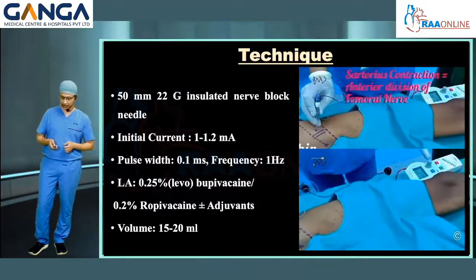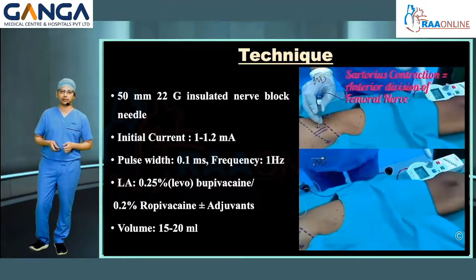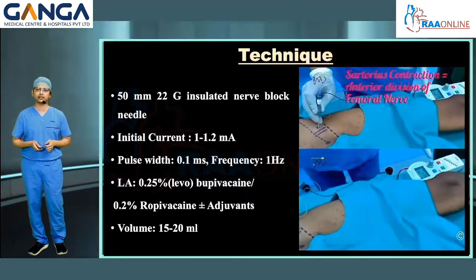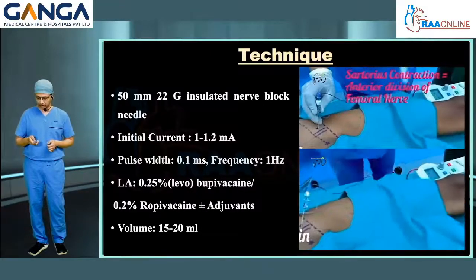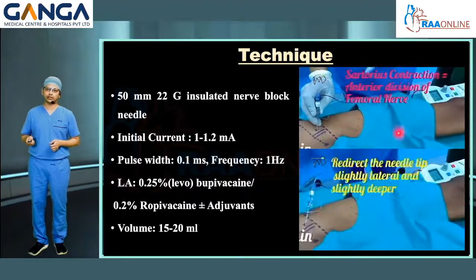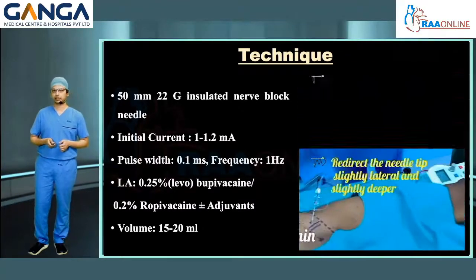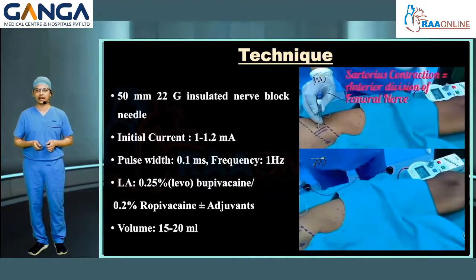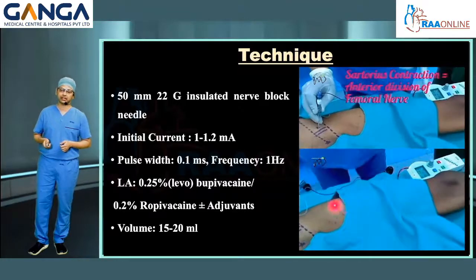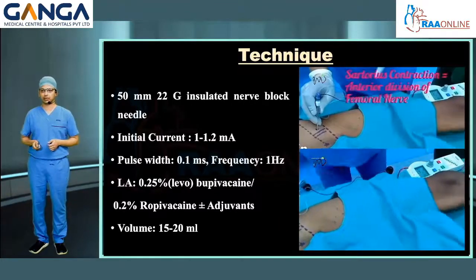at this point in a cephalad direction at 45 to 60 degrees, and sometimes you might get sartorius contraction, as shown in the video above. You can get sartorius contraction because of the stimulation of the anterior division. In that case, just redirect your needle laterally and posteriorly to get the patellar dance or snap, that is due to stimulation of the posterior division of the femoral nerve.